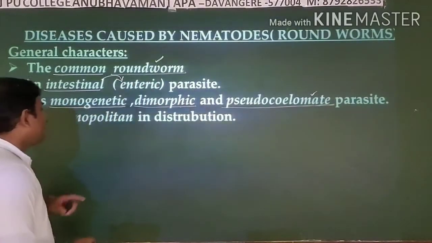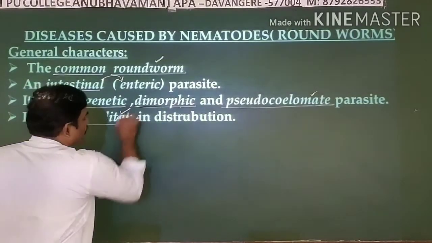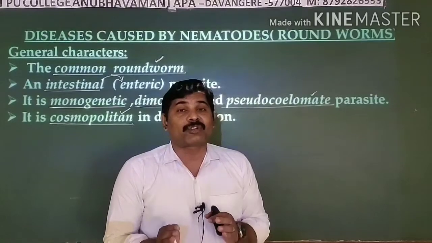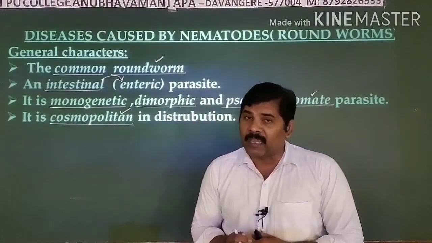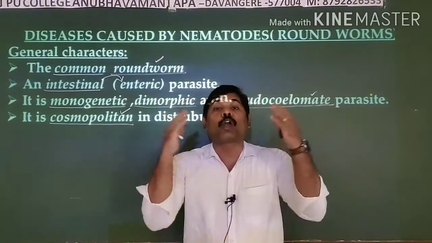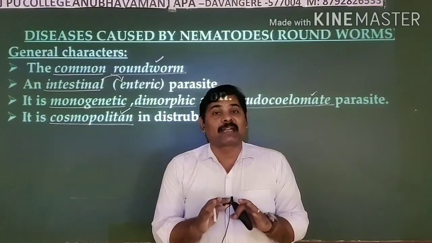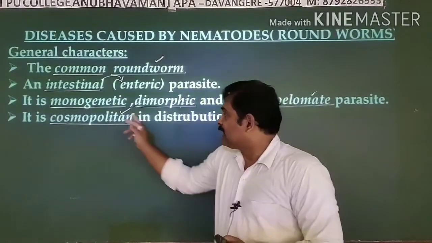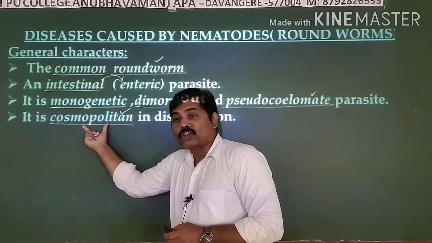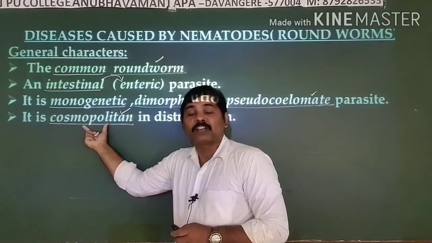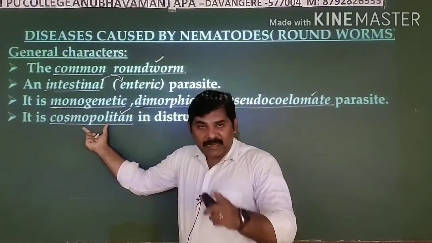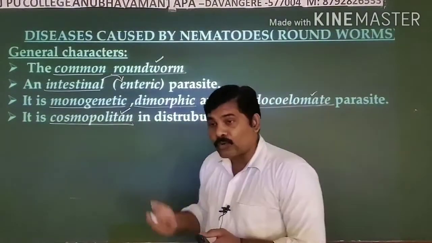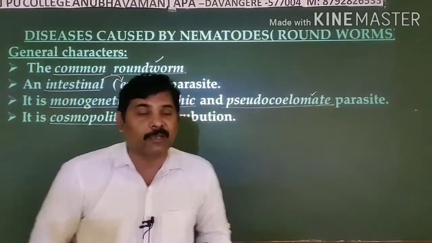And this parasite is cosmopolitan in its distribution. Cosmopolitan in distribution means the parasite is not restricted to any particular geographical area. It is spread all over the world, and this disease occurs in people across the world. That is the reason why we call it cosmopolitan in its distribution.